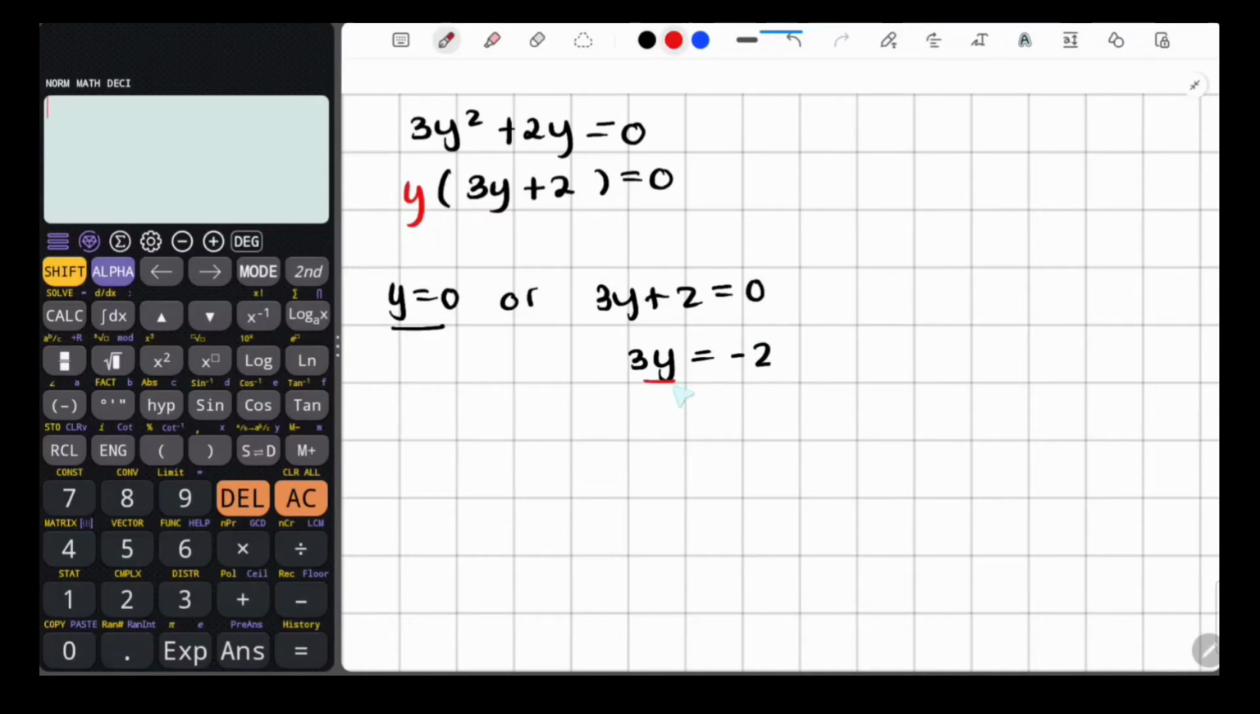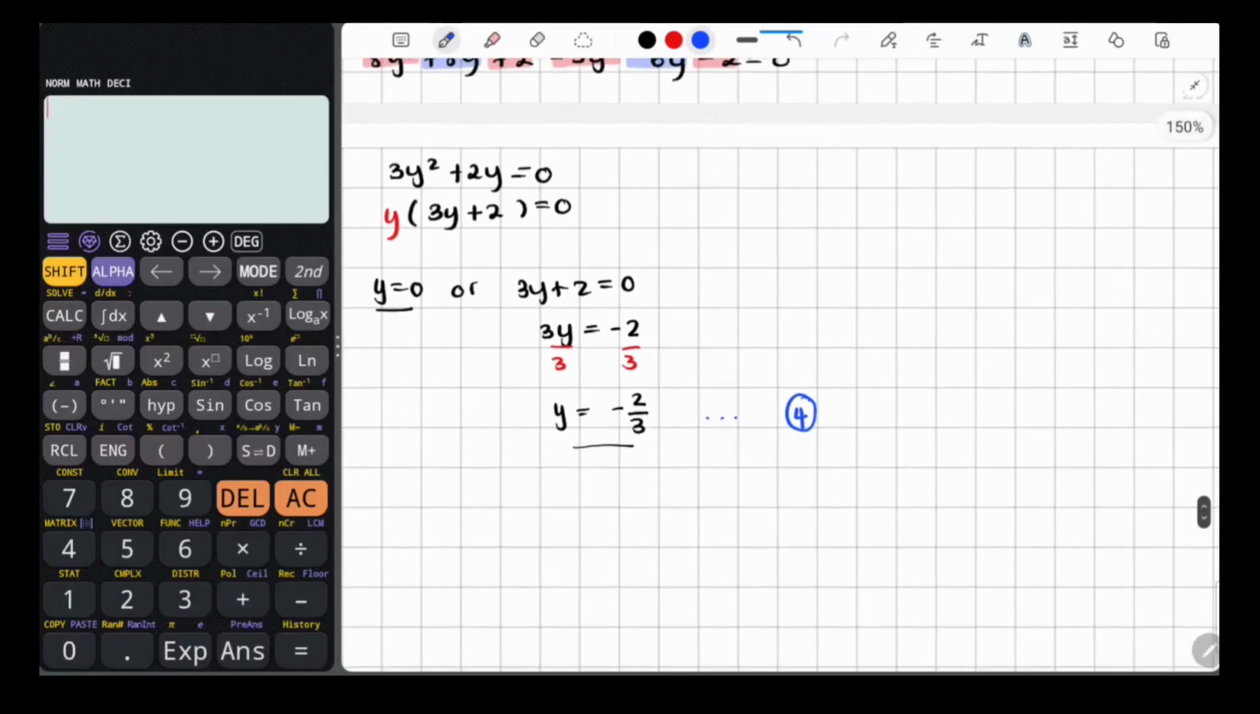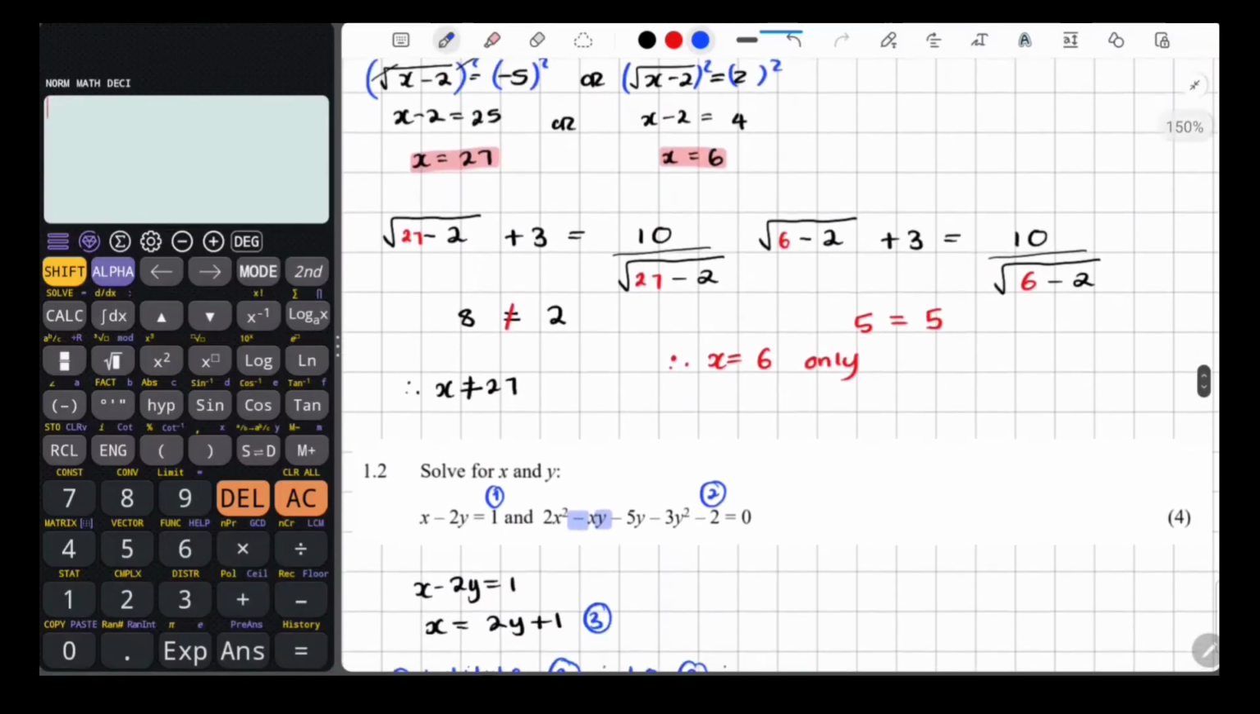And then divide both sides by 3. Then y is just equal to negative 2 over 3. So these are two solutions for y. And this will count as our equation 4, since we already had 3 equations so far.